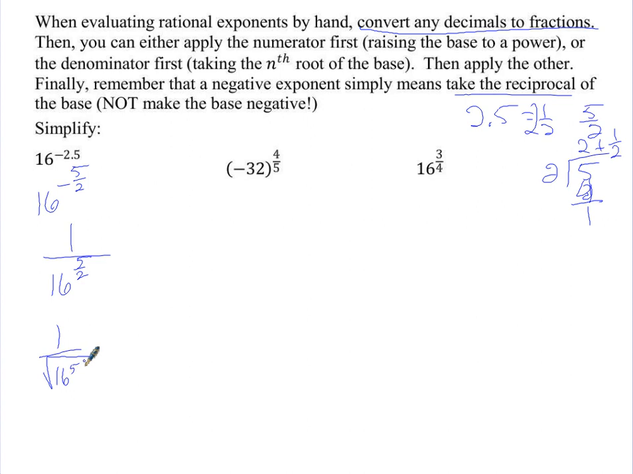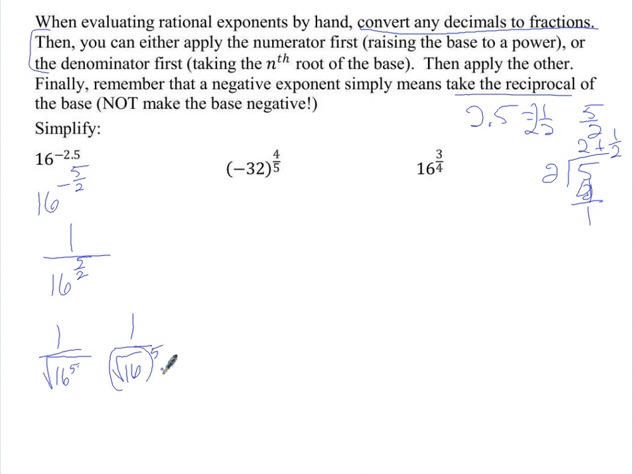Or, hang on, hold on. Slow your roll. I could write it like that, meaning I would have to raise 16 to the 5th power, which is probably a pretty huge number, and then take the square root. Or I could write it like this, 1 over the square root of 16 to the 5th power. Either one of these is correct, and that's what this is saying up here. When it says either, you can apply the numerator first, raising the base to a power, that would be what we would be doing in this case. Or you can apply the denominator first, taking the nth root first, and then applying the power.